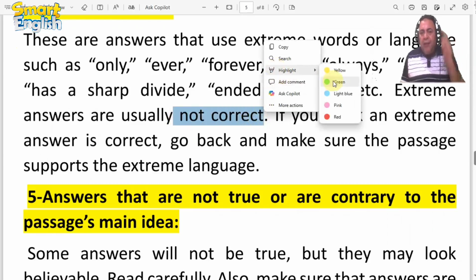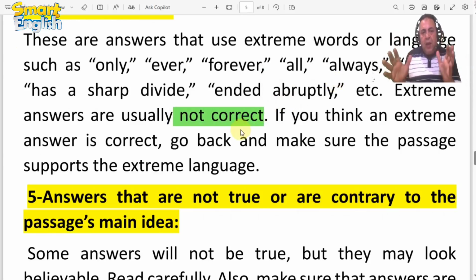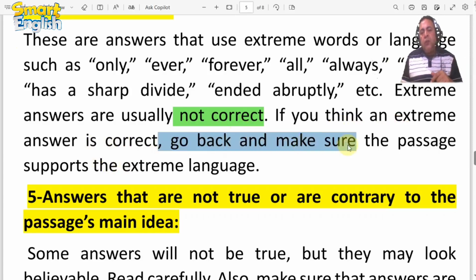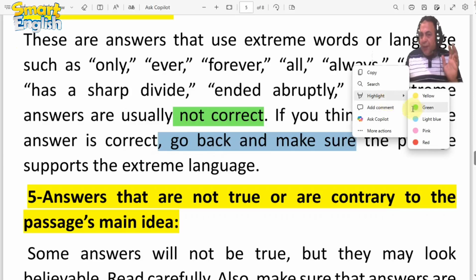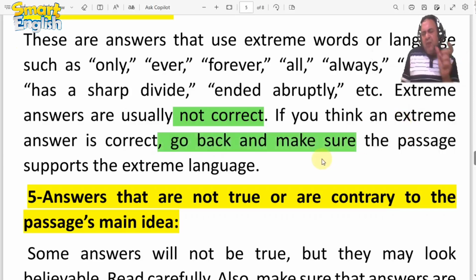Put in your mind that answers which contain these extreme modifiers and frequency adverbs are usually not correct. It means that they are incorrect. You have to avoid choosing them, okay? If you think an extreme answer is correct, go back to make sure. If you doubt this answer may be true, but it has one of the extreme modifiers, okay?